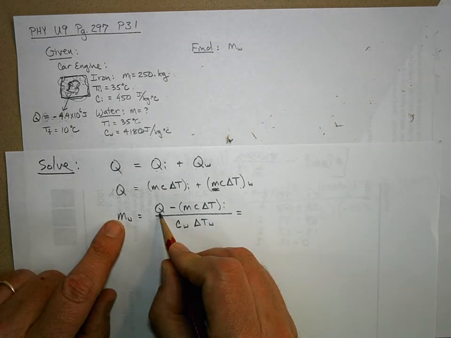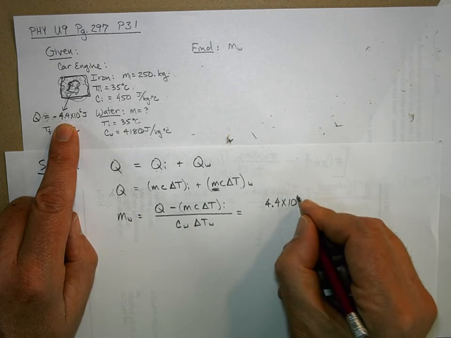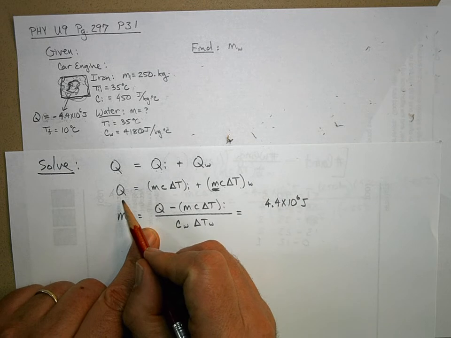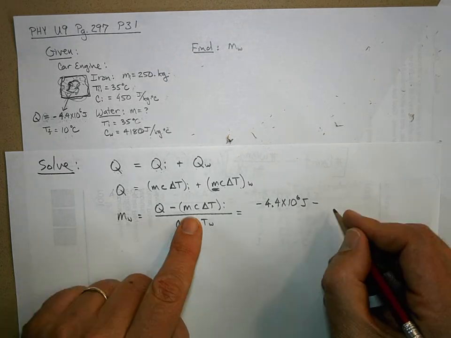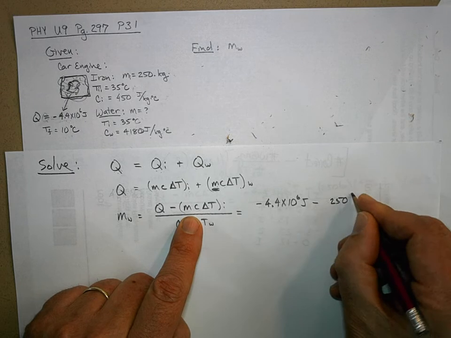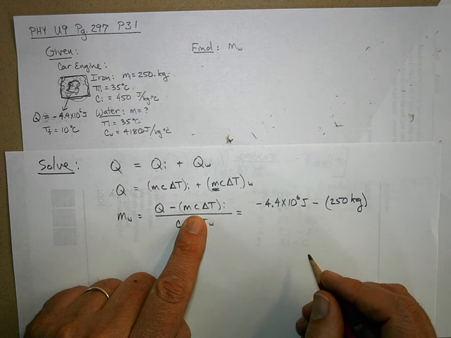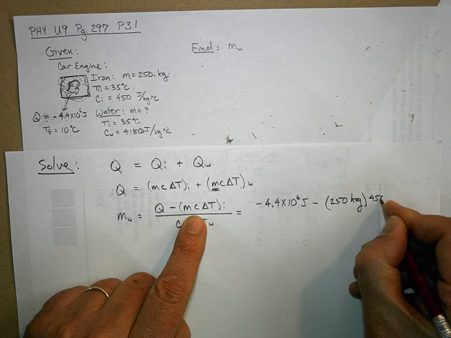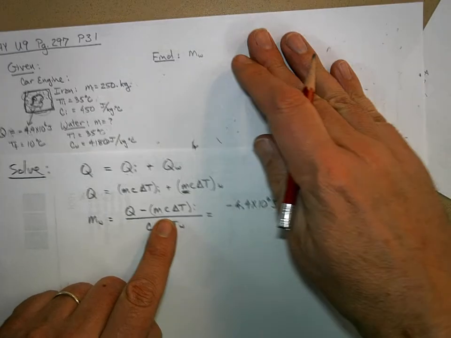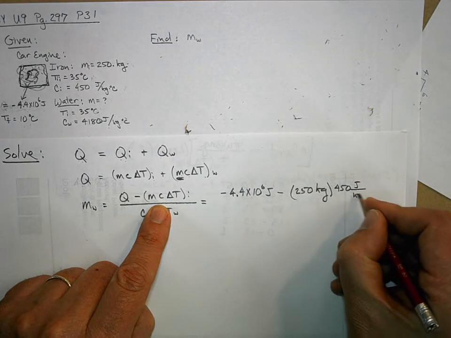What is the heat lost by the system? It's 4.4 times 10 to the 6 joules, but it's the heat lost by the system. It lost it, so you should put a negative in front of there. And then minus the mass of the iron, which was 250 kilograms, times the specific heat of iron, which is 450 joules per kilogram degree Celsius.